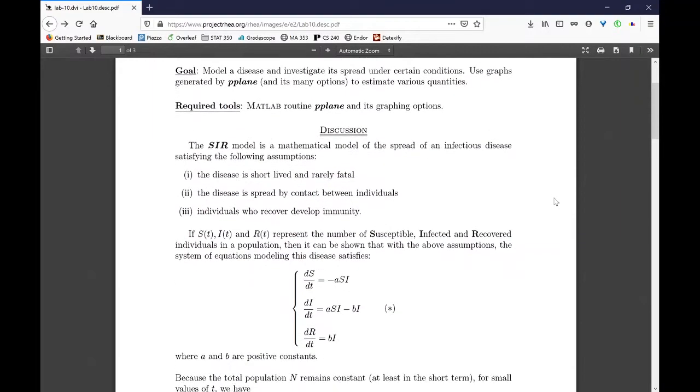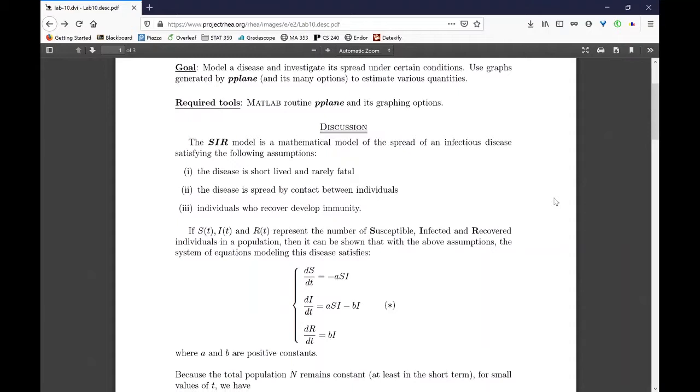So the SIR model is a mathematical model of the spread of an infectious disease satisfying the following assumptions: 1. The disease is short-lived and rarely fatal; 2. The disease is spread by contact between individuals; and 3. Individuals who recover develop immunity. So we're going to set three functions, S of t, I of t, and R of t, to represent the number of susceptible people, infected people, and recovered people from the disease.